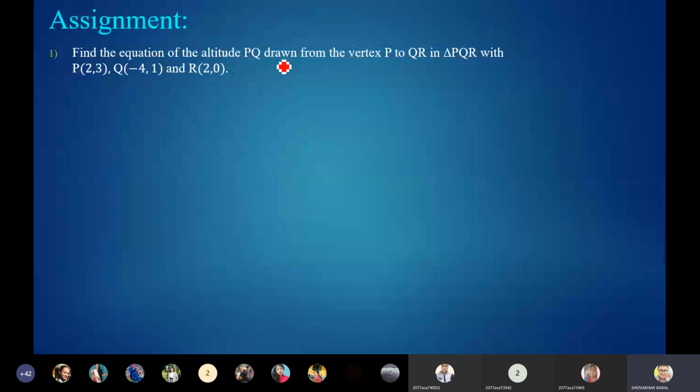Find the equation of altitude PQ drawn from vertex P to QR in triangle PQR with P (2,3), Q (-4,1), R (2,0). Just see this question, don't copy it. I'll provide the slide. Suppose this is a triangle with P (2,3), Q (-4,1), and R (2,0). The question is asking you to find the altitude. Okay, sorry, it must be PM, because Q is already here. Find the equation of the altitude PM.